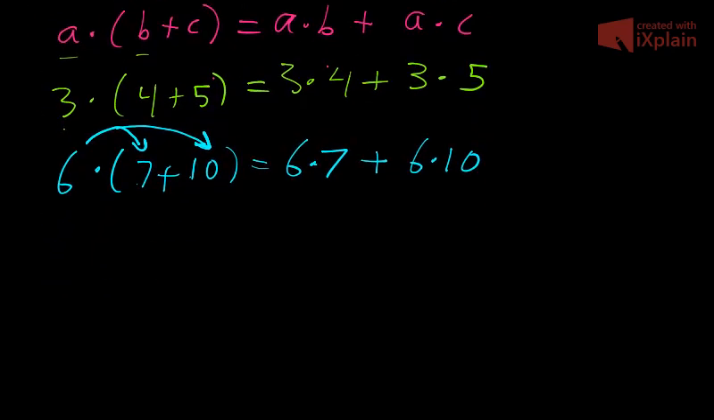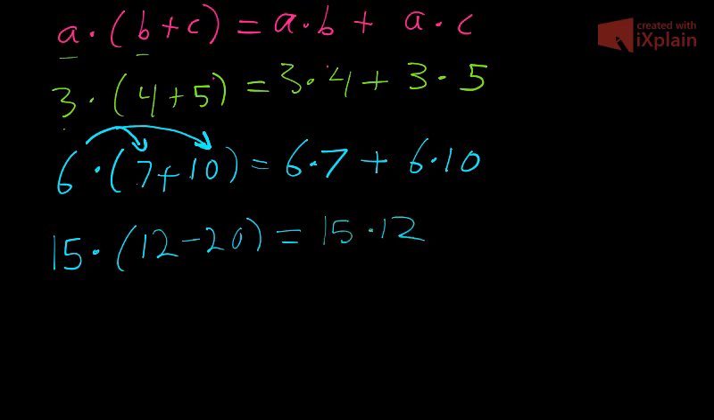I want to show you all one more. If I have 15 times 12 plus 20, that would equal, that should not be there, that needs to be a minus. 15 times 12 minus 20 is going to equal 15 times 12, because the 15 goes into the 12. I keep my minus sign here, and then I bring my 15 into the 20. That'd be 15 times 20. So all that's happening here is we are distributing things out.